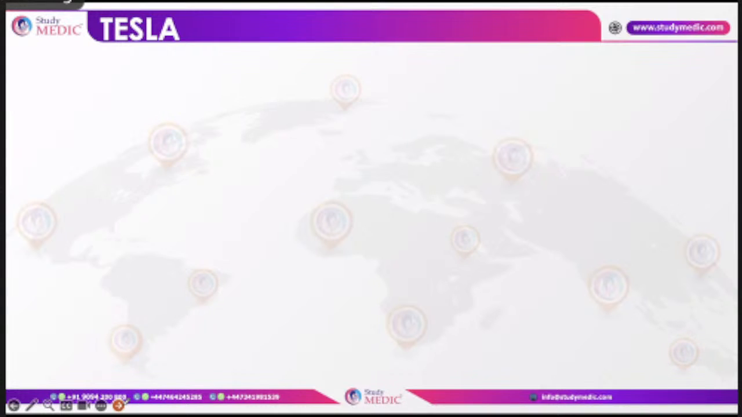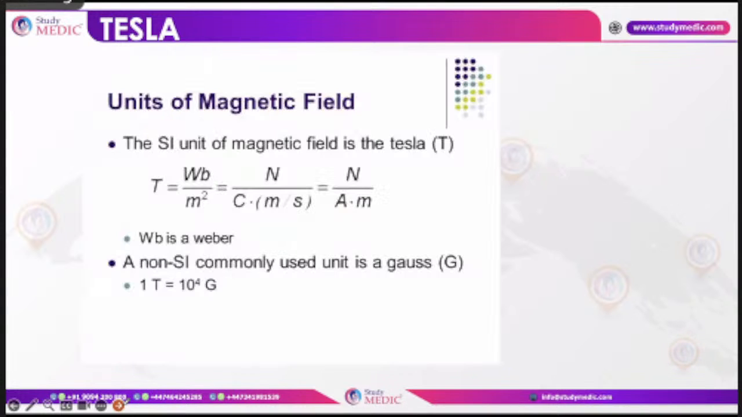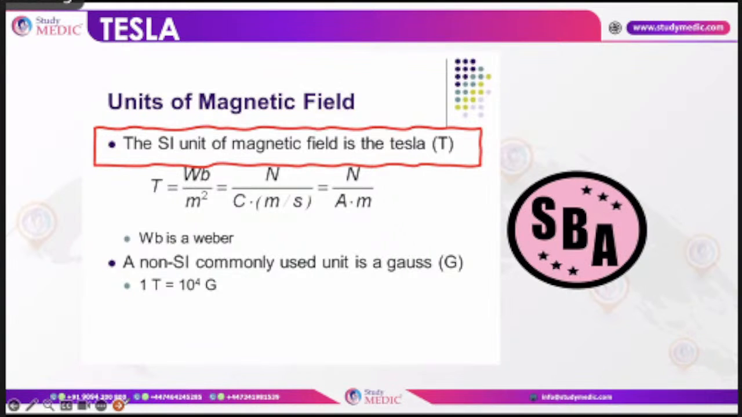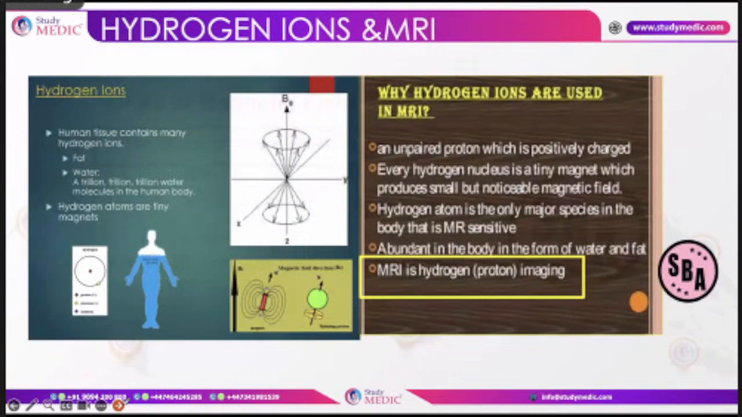Coming to Tesla, what do you mean by Tesla? What does this measure? This is an SI unit of magnetic field. That is what comes again as a single best answer. So whenever you think of Tesla cars, remember it is the SI unit of magnetic field, till you finish your exams.